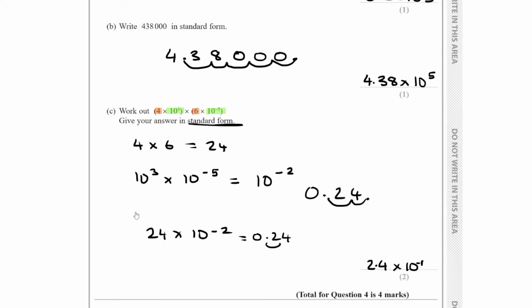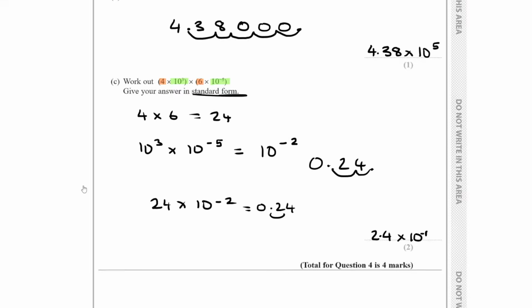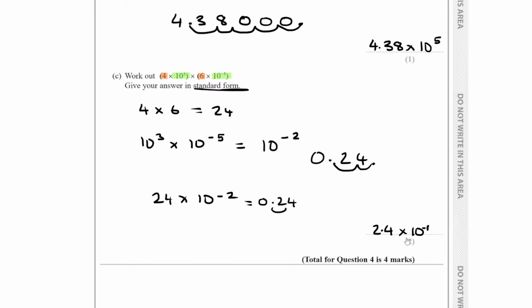So, again, however you want to work this out, you might have done it differently to me, that's fine. As long as we get the same answer at the end, 2.4 times 10 to the negative 1, then that is fine. Okay? So 2 marks for that, 4 marks for the whole question.